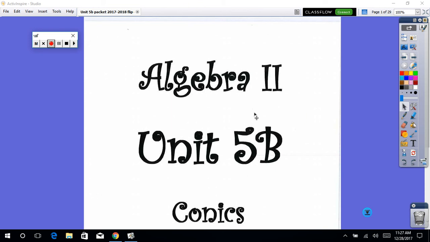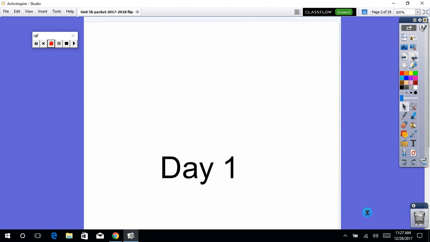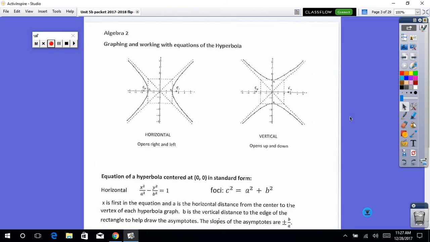Okay, today we are moving on to Unit 5B. It's actually really similar to the ellipses that we did in the last unit. Ellipses and circles, as far as the equation goes, are just a little bit different. We're actually going to start talking about hyperbolas.